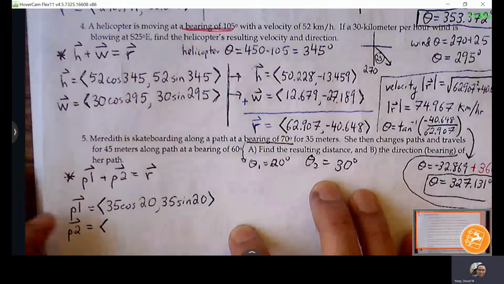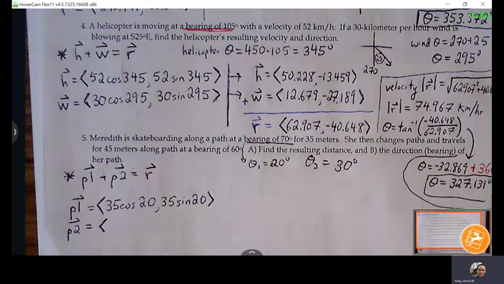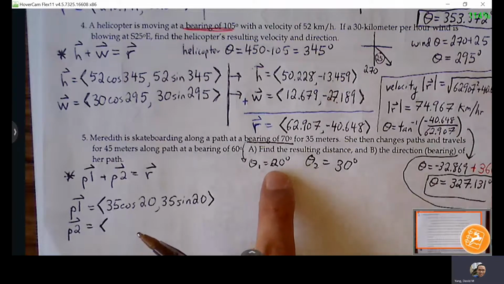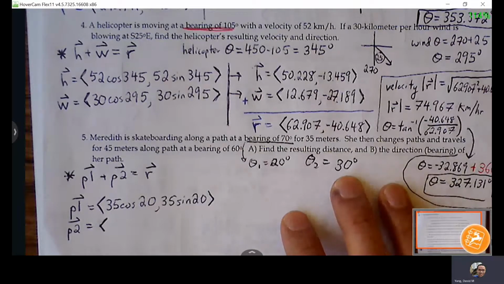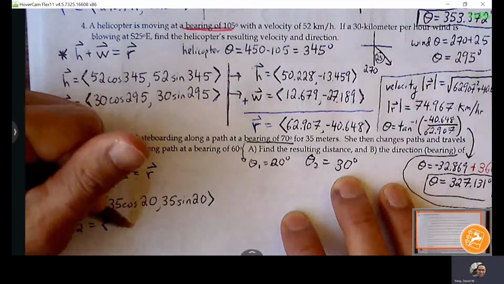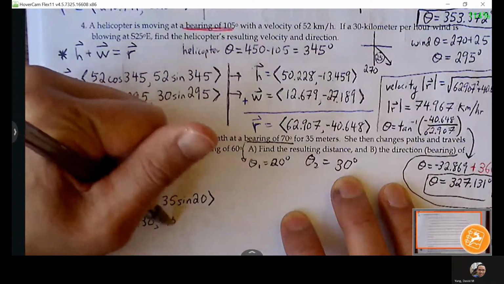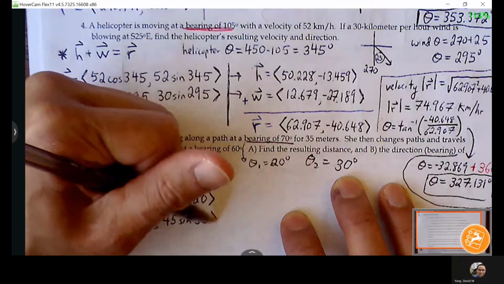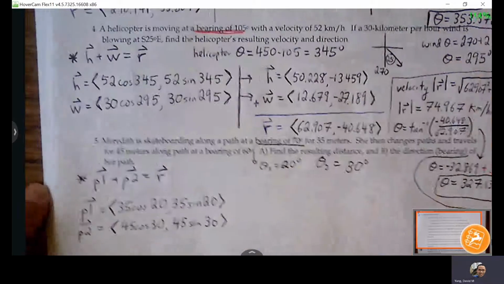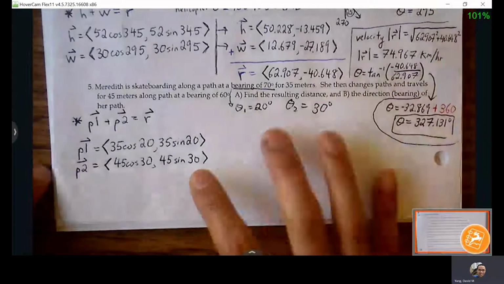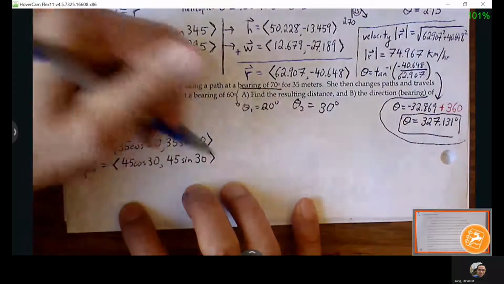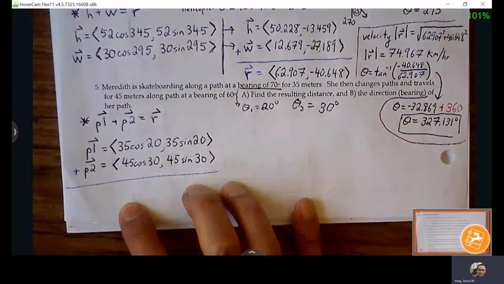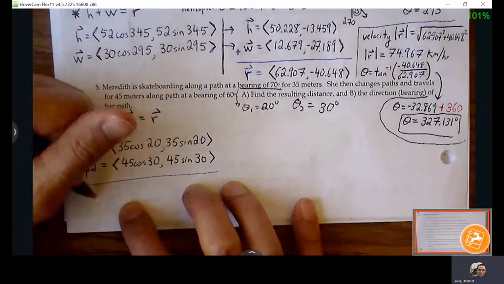If we use 380, would it change anything? It wouldn't, no. Yeah, I want that theta to be something that is between 0 and 360. Get those decimal values and then you can add them together.